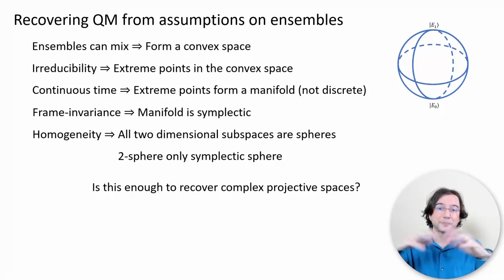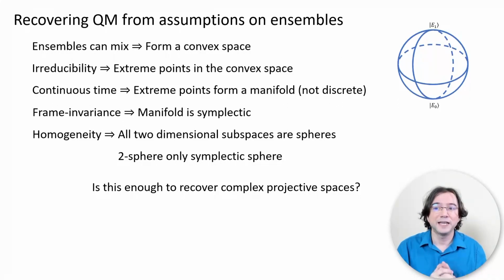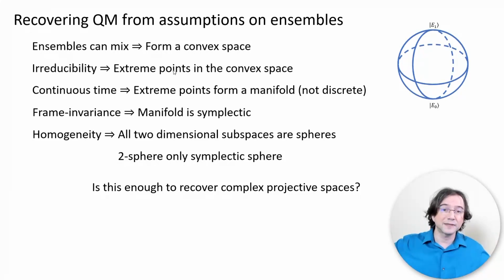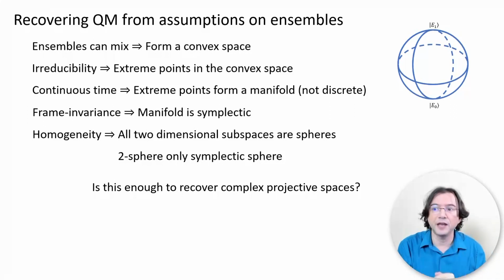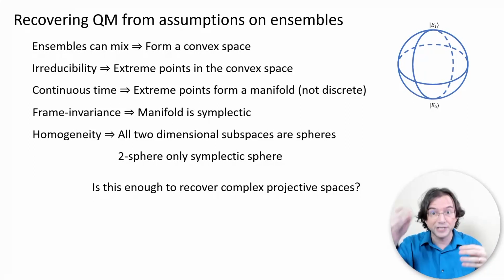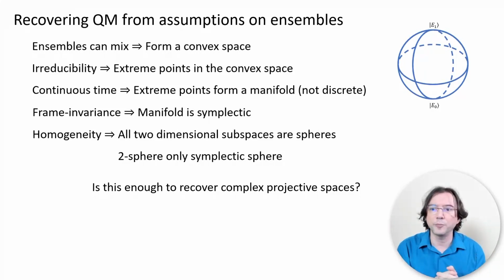So you have a space of ensembles whose main feature is that they can be mixed, and this would essentially form a convex space, the idea that you can take two things and mix them in terms of probability. The idea of irreducibility, that we come to ensembles that cannot be further refined, means that all these extreme points are not limits in the convex space, but are actually points within the convex space, and we are going to have to give them some finite entropy. Then we're going to assume that we have continuous time, so that the extreme points form a manifold, meaning that it's not discrete, and we can go continuously from point to point.